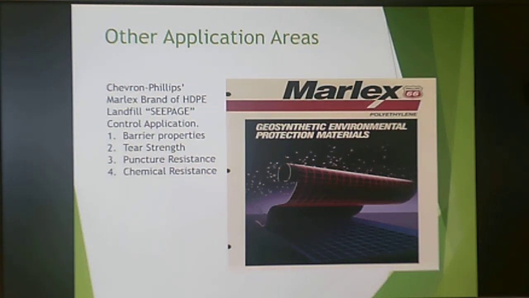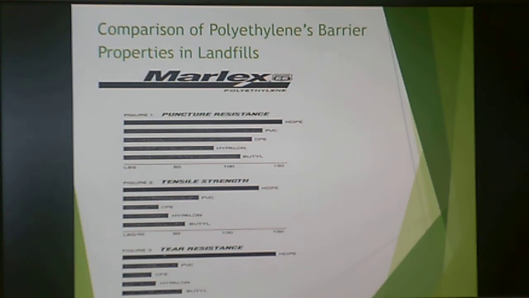Polyethylene is used exclusively for these environmental protection materials. And what this means is this is the liner that they put at the bottom of a landfill. So it prevents seepage. So all the nasty stuff that comes out from your garbage in liquid form, these are barriers to prevent that from getting into the groundwater. So again, good barrier properties, good tear strength, puncture resistance, and chemical resistance are the advantageous things about polyethylene that make it good for that application. This just shows that puncture resistance is better than PVC, tensile strength is higher, tear resistance is higher, so that just gives them a bar graph of properties.